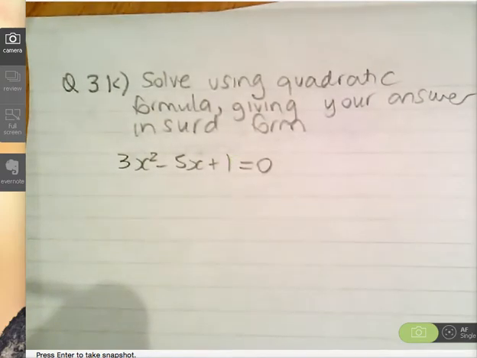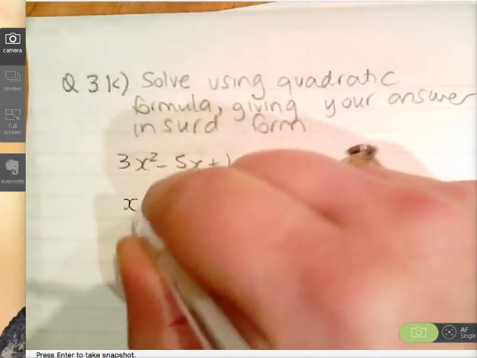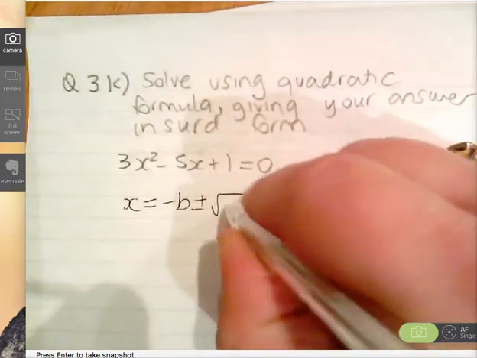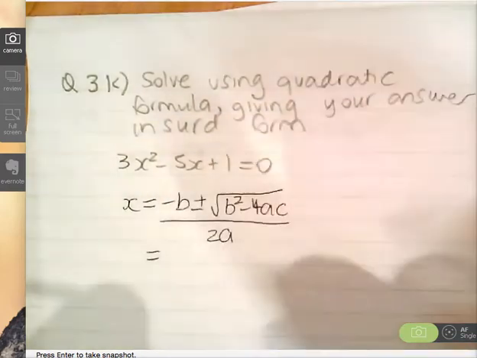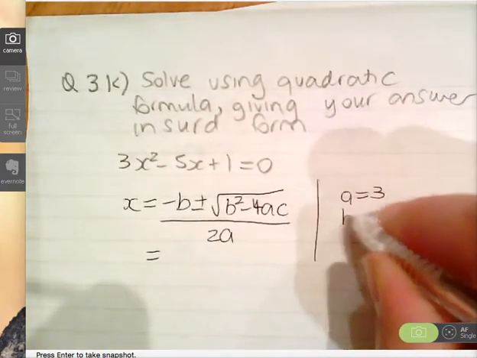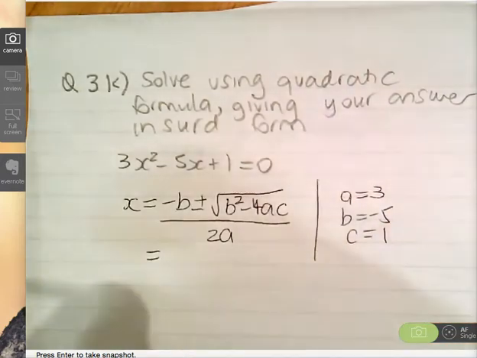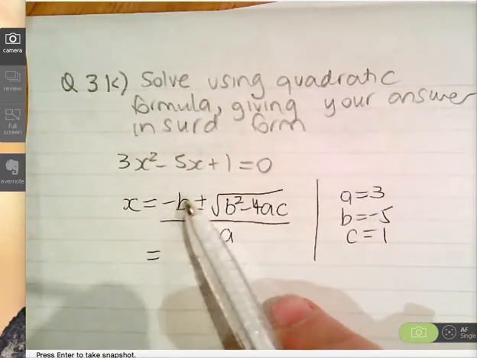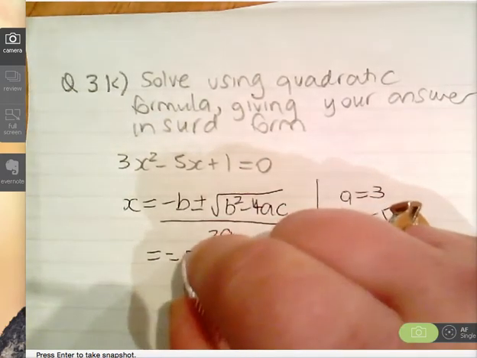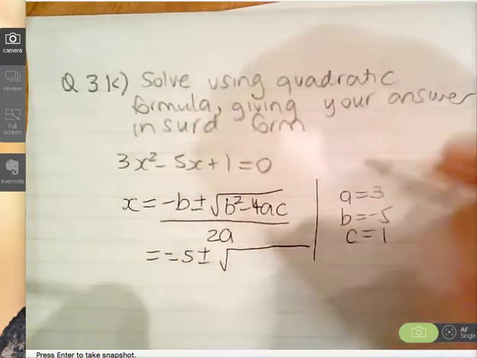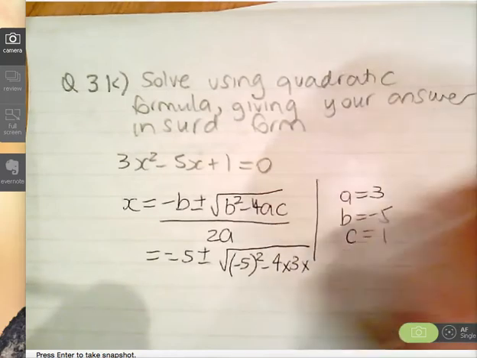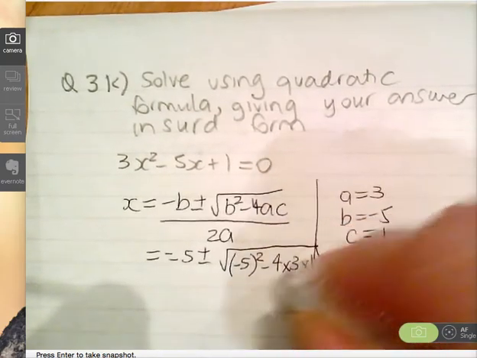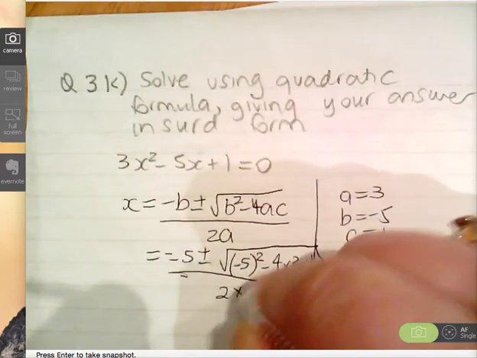Okay, this next question is question 3K, again, exercise 6.4. Solve this quadratic equation, giving your answer in surd form. So again, our quadratic formula, x equals negative b plus or minus the square root of b squared minus 4ac over 2a. And we get that a is 3, b is negative 5, and c is 1. So we've got negative b, so it's negative 5. So it'll be positive 5, but I'll just write negative 5 plus or minus the square root of b squared. Now that's negative 5 in brackets squared minus 4 times 3 times c is 1. Sorry, not much room there. Over 2 times a, which is 2 times 3.